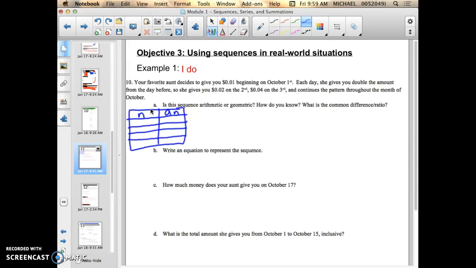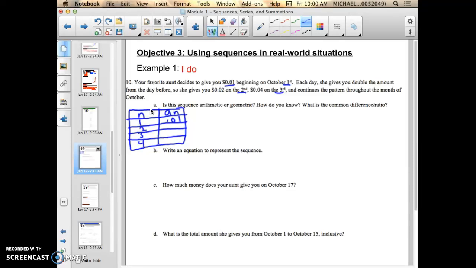Alright, inputs. If I want the first 4 terms, you can read from the word problem: it says beginning on October 1st, then each day, so on the 2nd, and on the 3rd, and eventually on the 4th, the money will double. So my inputs are going to be 1, 2, 3, 4, representing the days of the month. On the 1st, she gives you an output of 1 penny. I'm just going to put 0.01.